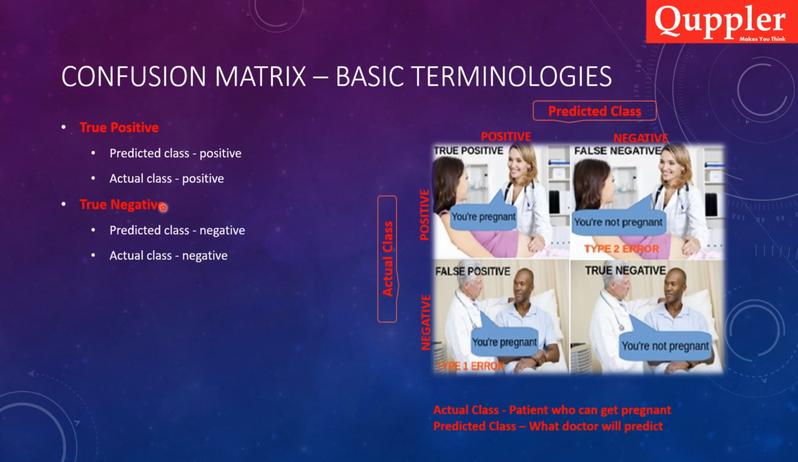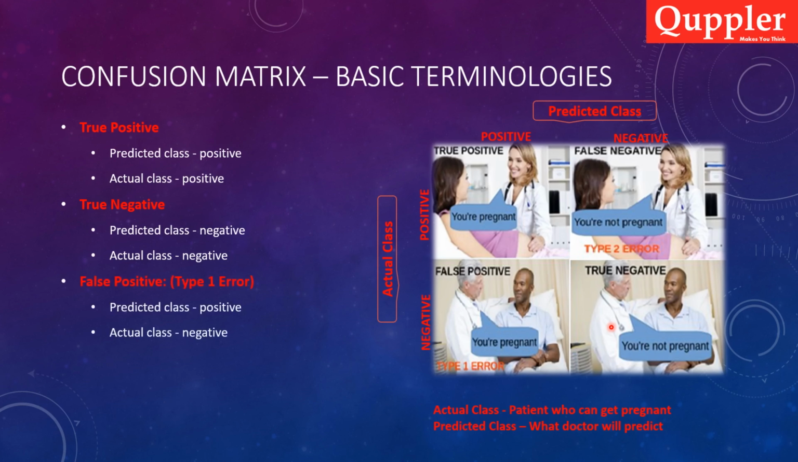Whereas for the true negative, the predicted class is negative and the actual class is also negative. Here, the predicted class is what the doctor predicts, and the actual class is the client or patient who may get pregnant. We can clearly see that this actual class cannot get pregnant, so the actual class is negative and the predicted class is also negative, where the doctor is confirming, no, you are not pregnant. This fits the scenario of a true negative.